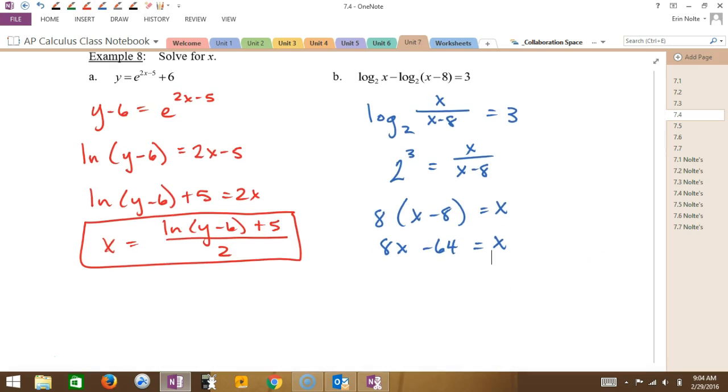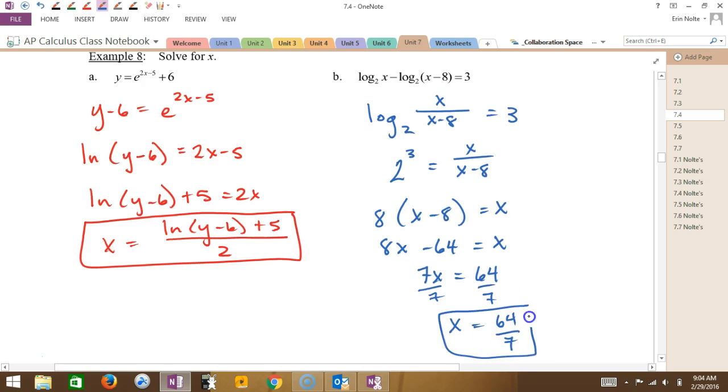Okay, so now I want to get the x's on the same side. So I'm going to do 2 steps in one here. I'm going to subtract the x and add the 64. So if I subtract x, I get 7x equaling a positive 64. And then what's my last step? Good. So for this one, x is 64/7. Okay.